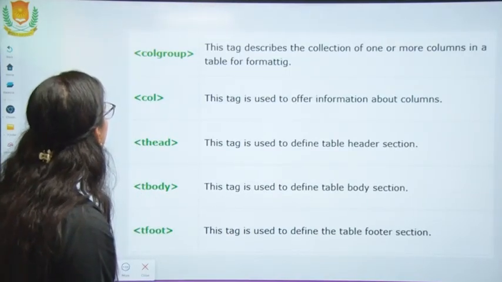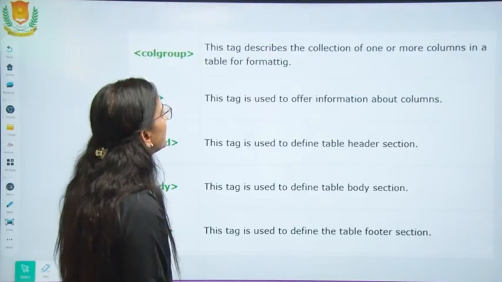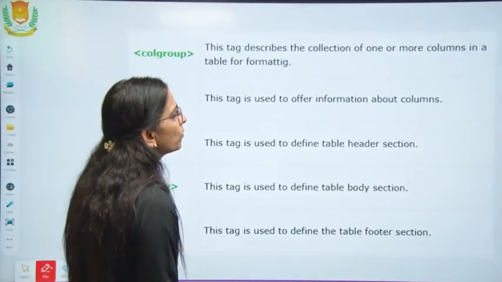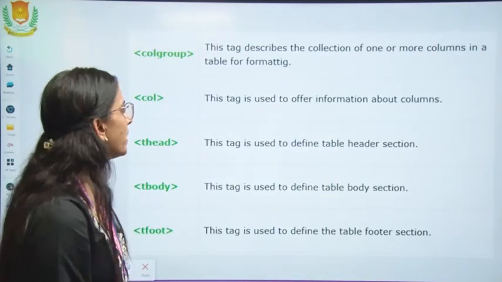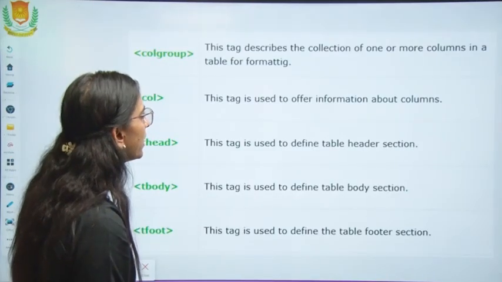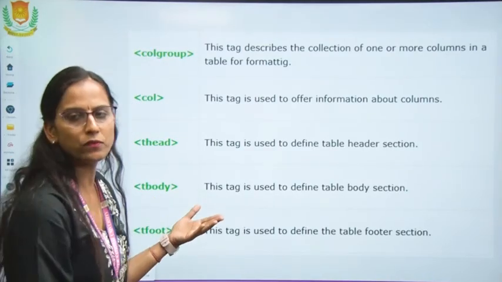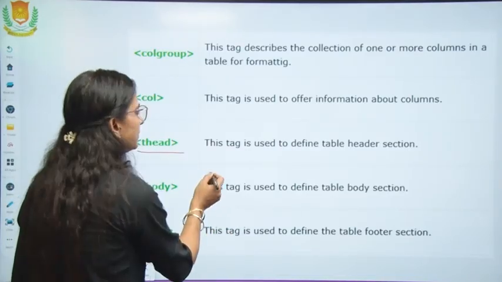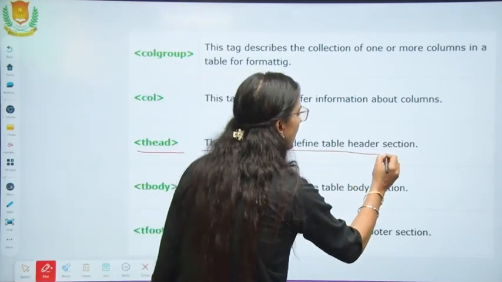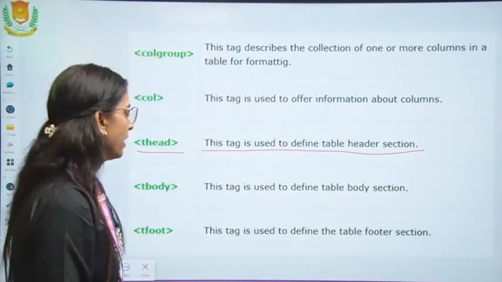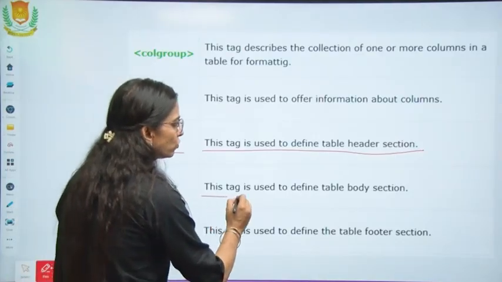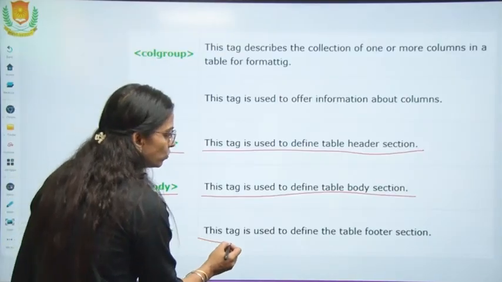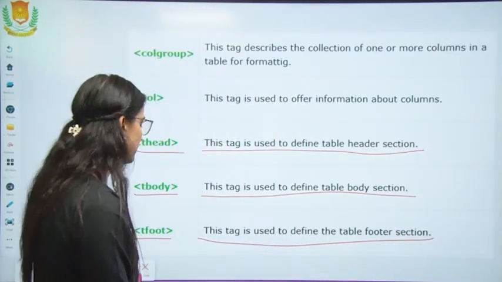Then we have colgroup. This is used for a collection of one or more columns in a table for formatting. Then we have col, if you need to offer some information about a specific column. One more thing is there, thead. The thead tag is used to define the table header section. And the tbody tag is used to define the table body section. And the tfoot tag is used to define the table footer section.